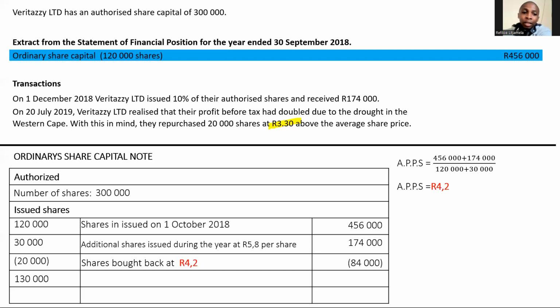How did I get that 84,000? I took 20,000, multiplied it by 4 rand 20 cents, and that will give me 84,000 rand. Okay, that's how I got the 84,000 rand. And then to get the 130, you will simply take 120 plus 30,000, and then you minus 20,000. It will give you 130,000. Your share capital will be 456,000 plus 147,000, and you minus 84,000. Okay.